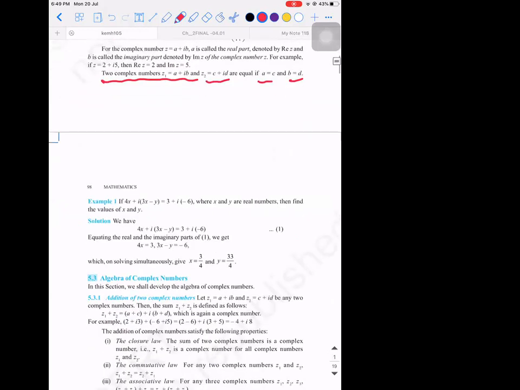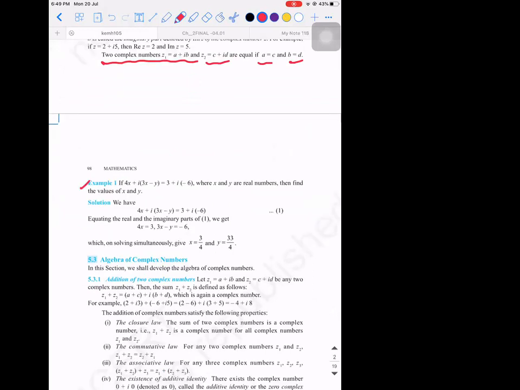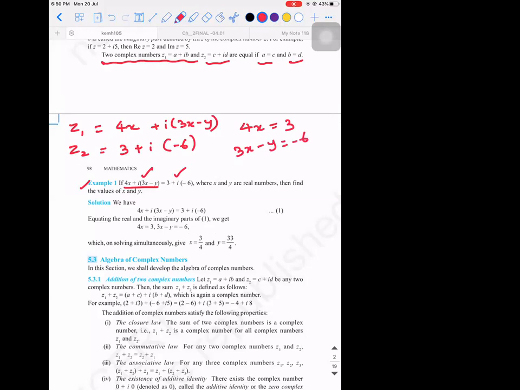If I give you a question, 4x plus i into 3x minus y is equal to 3 plus i of minus 6, where x and y are real numbers, then what is the value of x and y? So this is Z1: 4x plus i into 3x minus y. Z2 is 3 plus i into minus 6. What have they given? Z1 is equal to Z2. Then what should be equal? 4x should be equal to 3. Similarly, 3x minus y should be equal to minus 6.